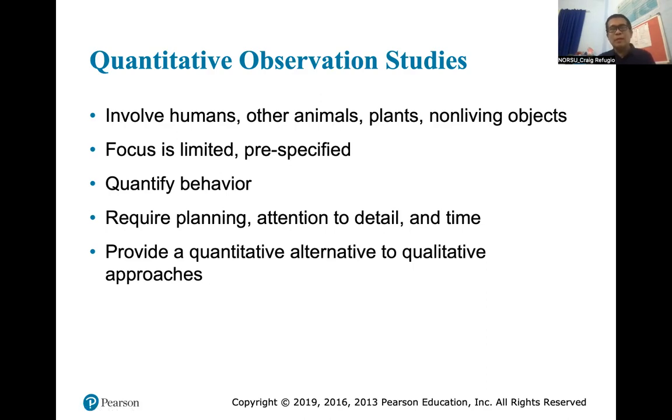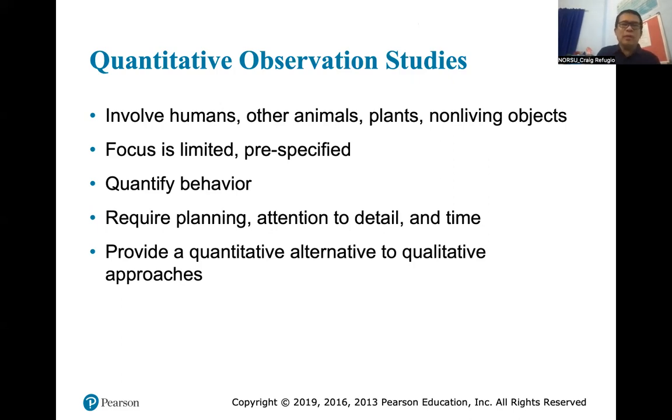For example, we look into performance. Performance can be labeled as excellent, very good, good, fair, or maybe poor performance. Those different categories are actually qualitative. However, you can convert that into quantitative. You can assign 5 for excellent performance, 4 for very good, 3 for good, 2 for fair, and 1 for poor performance. However, the quantification will depend on the related literature that you have read.